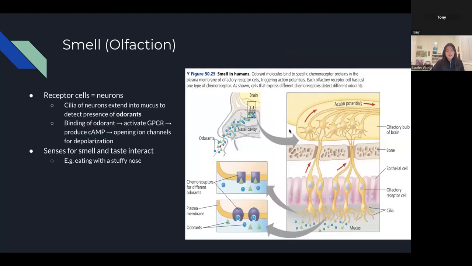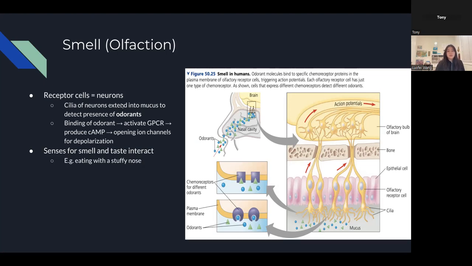Olfaction is smell, which is kind of similar to taste. The receptor cells are neurons themselves instead of a specific sensory receptor. The cilia of the neurons extend into the mucus to detect the presence of odorants, which can also be a variety of different molecules. The binding of the odorant will activate a GPCR to produce cyclic AMP, and that will open ion channels for depolarization. The senses of smell and taste are very interconnected and will interact.